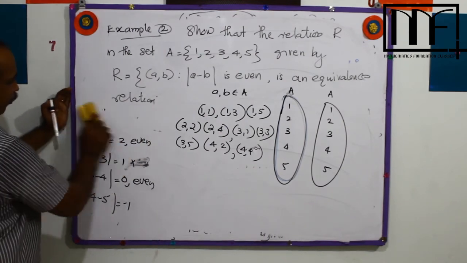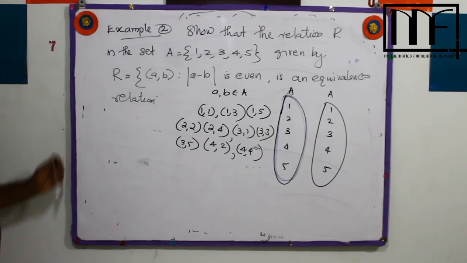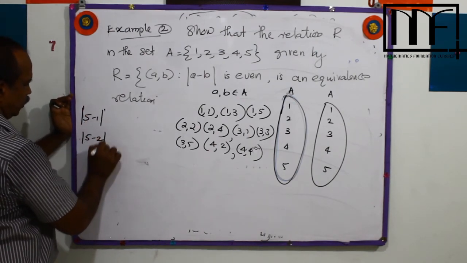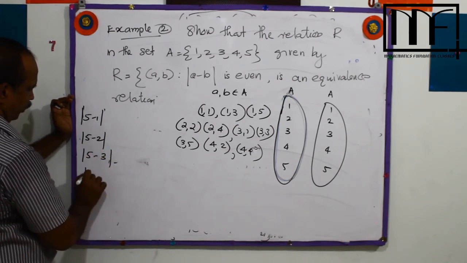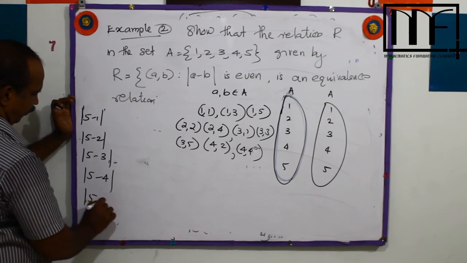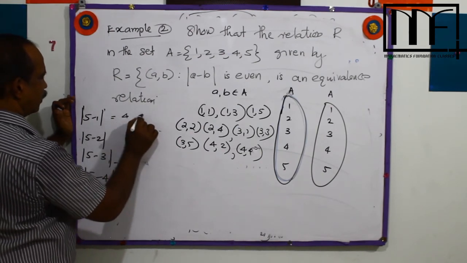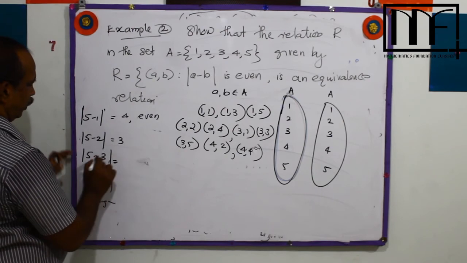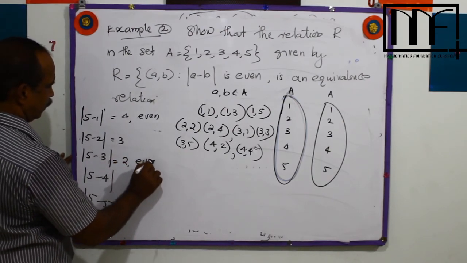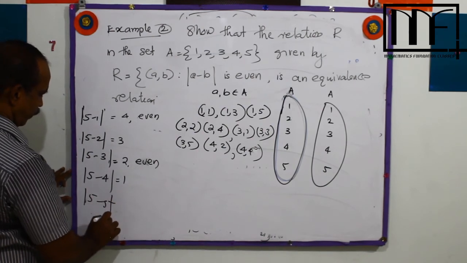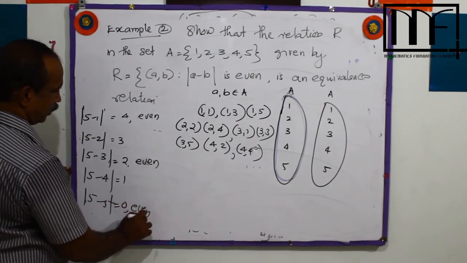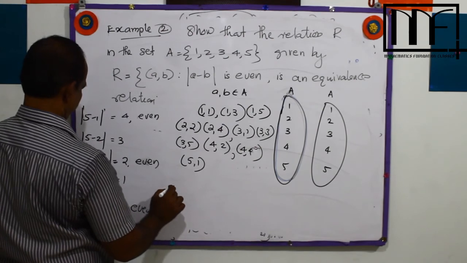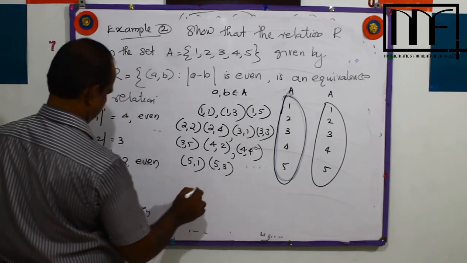Last we take the number 5 from the domain set, and modulus 5 minus 1, 5 minus 2, 5 minus 3, 5 minus 4, 5 minus 5. 5 minus 1 is 4, even number. 5 minus 2 is 3, odd number. 5 minus 3 is 2, that is even number. 5 minus 4 is 1, odd number. 5 minus 5 is 0, even number. So we have 5 1, 5 3, 5 5.